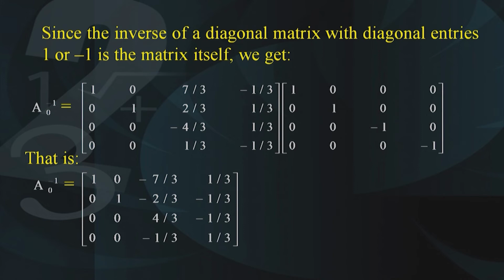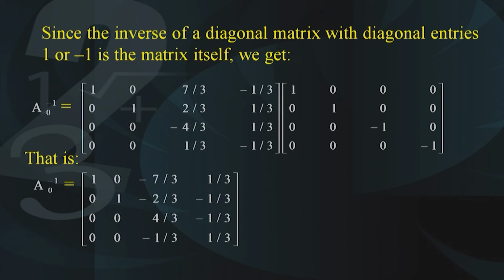Now, since the inverse of a diagonal matrix with diagonal entries either 1 or minus 1 is the matrix itself, therefore, we can get A0 inverse on the left hand side, and this is equal to the matrix 1 0 0 0, 0 1 0 0, 7 by 3, 2 by 3, minus 4 by 3, 1 by 3, minus 1 by 3, 1 by 3, 1 by 3, minus 1 by 3, multiplied by this matrix 1 0 0 0, 0 1 0 0, 0 0 minus 1 0, 0 0 0 minus 1, and when you multiply it you will get A0 inverse.